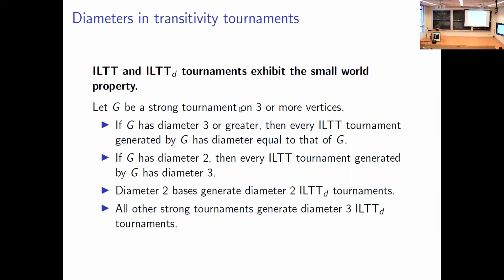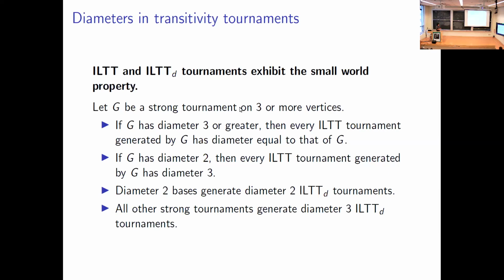So even though these two models are pretty closely related, they behave quite differently with respect to certain properties. I've mentioned that they will have bounded diameters. Specifically, if you start with a strong tournament with diameter 3 or greater, then yes, every transitivity tournament that it generates will also have that same diameter, right? So they have this dependence on the diameter of the base tournament. It's just in the case where the diameter of the base is 2 that the first transitivity tournament has diameter 3, and then after that it's just constant.